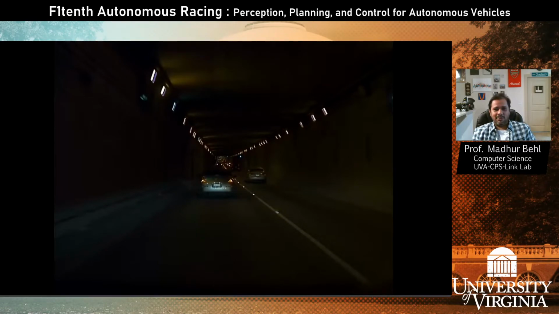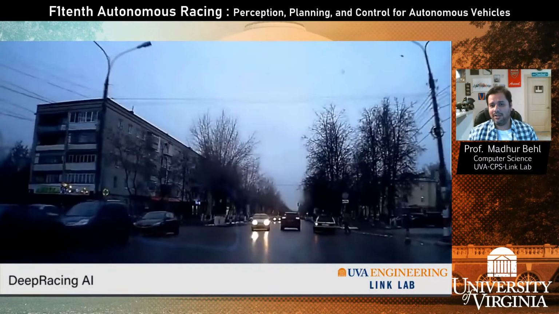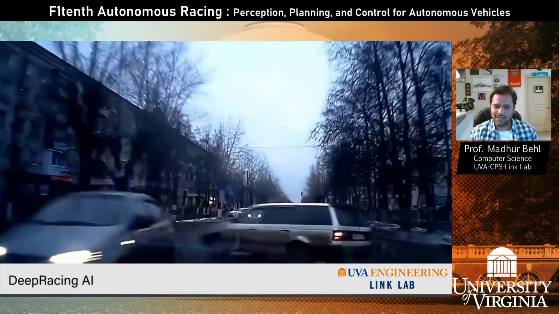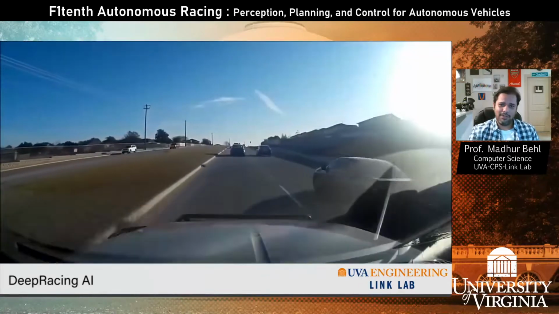So the problem really is, how can we ensure that these vehicles always drive safely when they encounter situations which don't typically happen frequently in traffic? And many of those examples can be fixed using techniques in computer vision and sensor fusion. We are more interested in dynamic maneuvers, right? Not so much failures in perception, but failures in motion prediction, right?